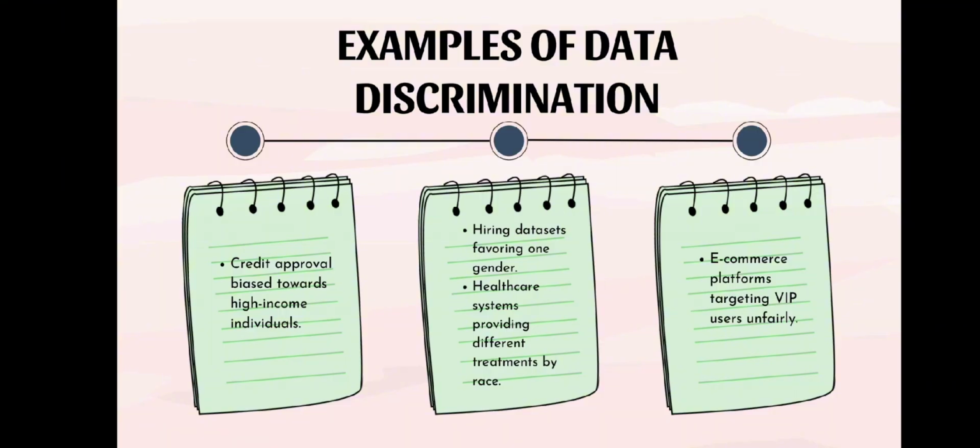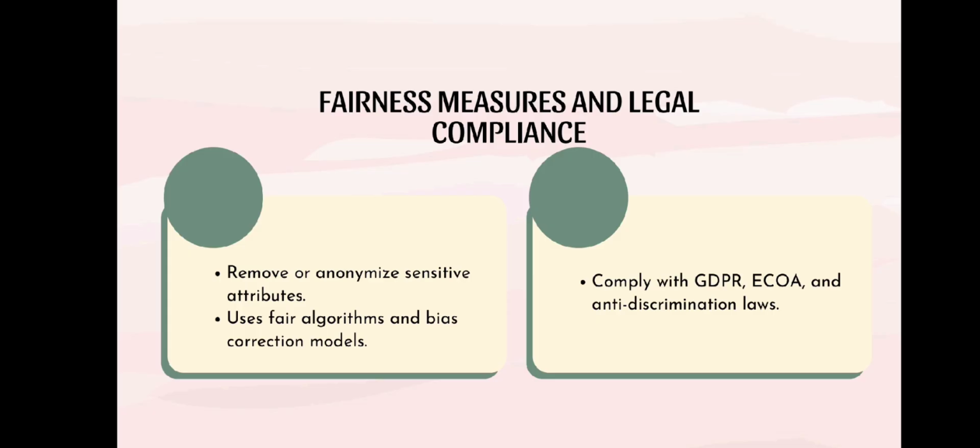Fairness measures and legal compliance. Remove or anonymize sensitive attributes. To promote fairness and avoid discrimination, datasets should remove or anonymize sensitive information such as race, gender, religion, or age, especially if those attributes are not relevant to the decision-making process.